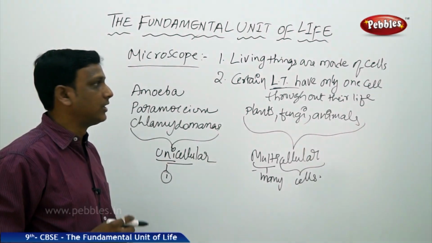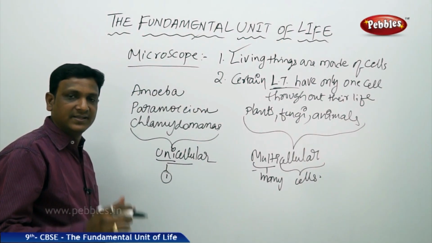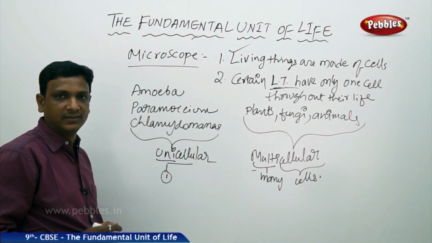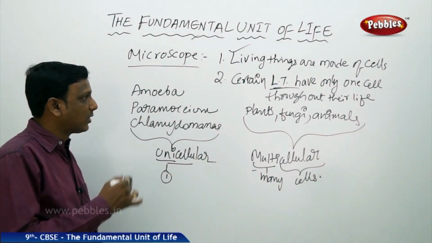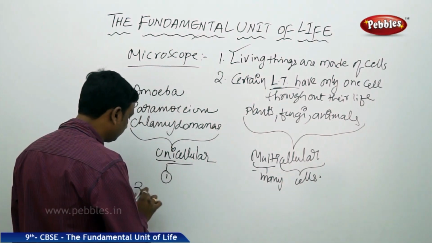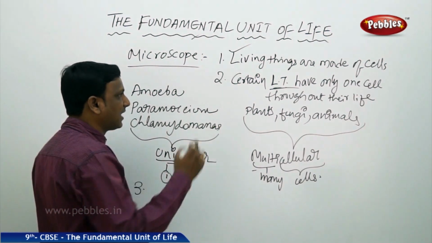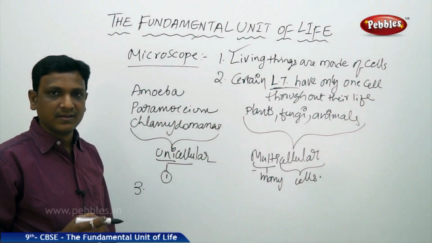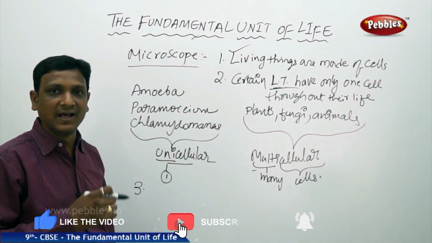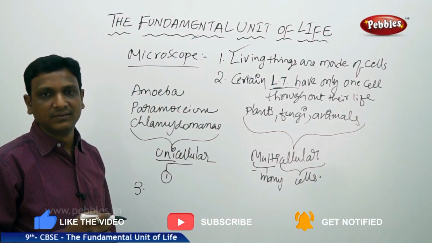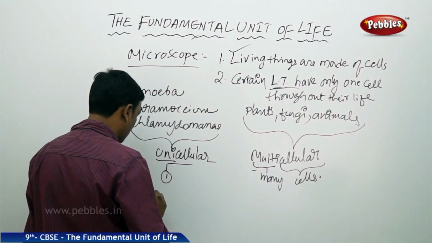Here we have to notice one more important thing. The first thing is living things are made up of cells. The second thing is certain living things have only one cell throughout their life, and other organisms have a number of cells, so many cells. Here, what is the third thing we have to notice? Multicellular organisms do not have the same kind of cells. Multicellular organisms are made up of many cells, but all the cells are not alike, not similar.